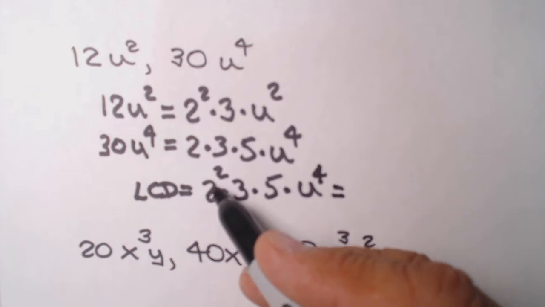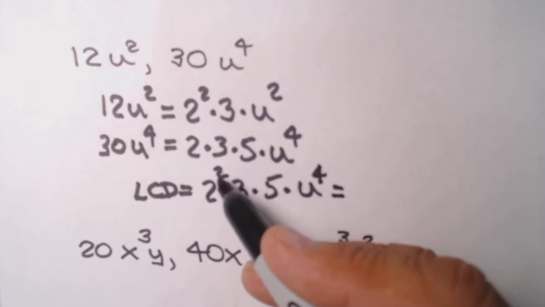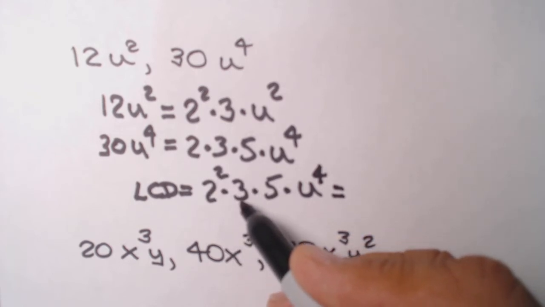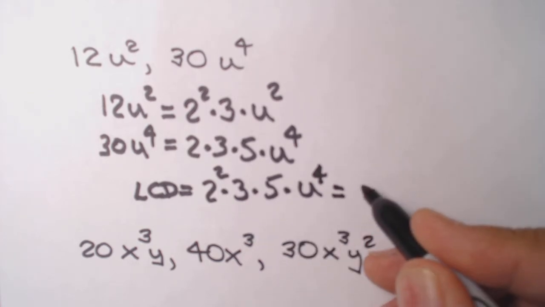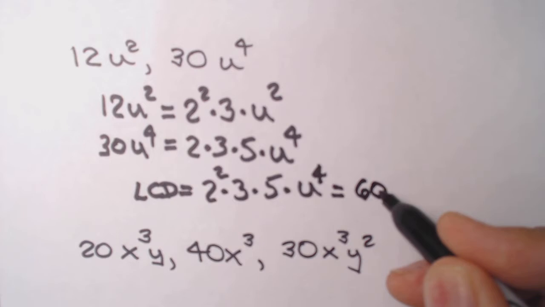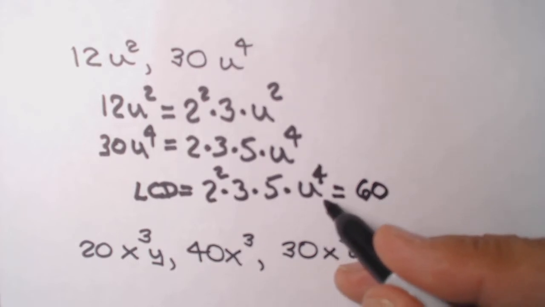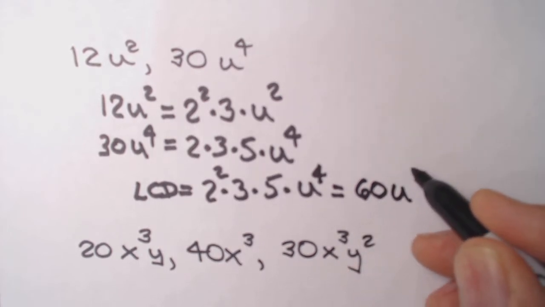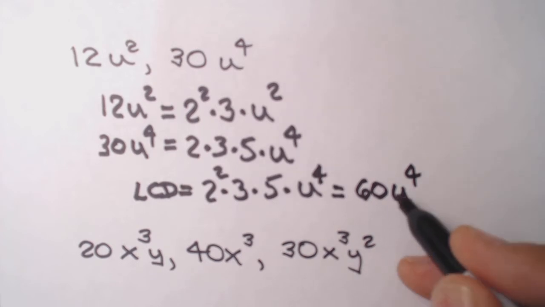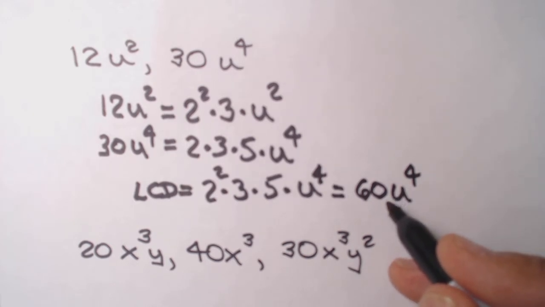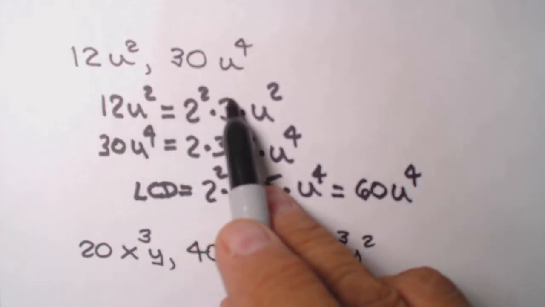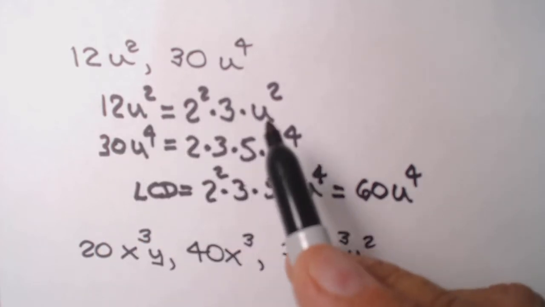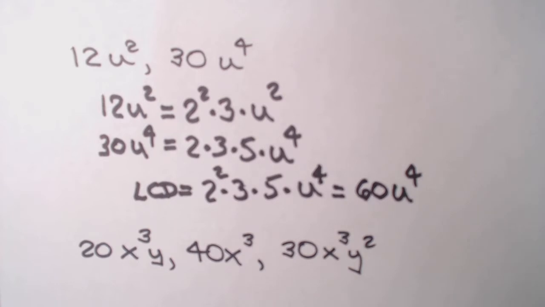What do we got here? 2 squared is 4. 4 times 3 is 12. 12 times 5 is 60. So for the numbers, if I put them back together, I get 60. And of course, we've got the u to the 4th. So there's our lowest common denominator for these two guys. And the method worked with the variables just fine.